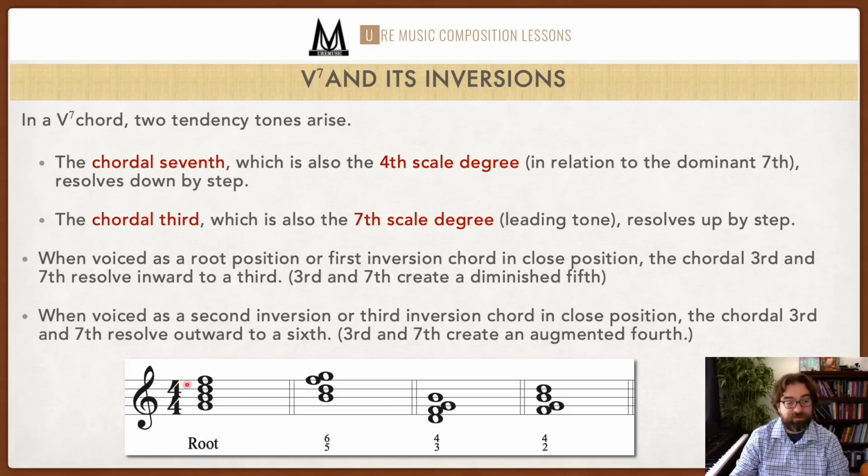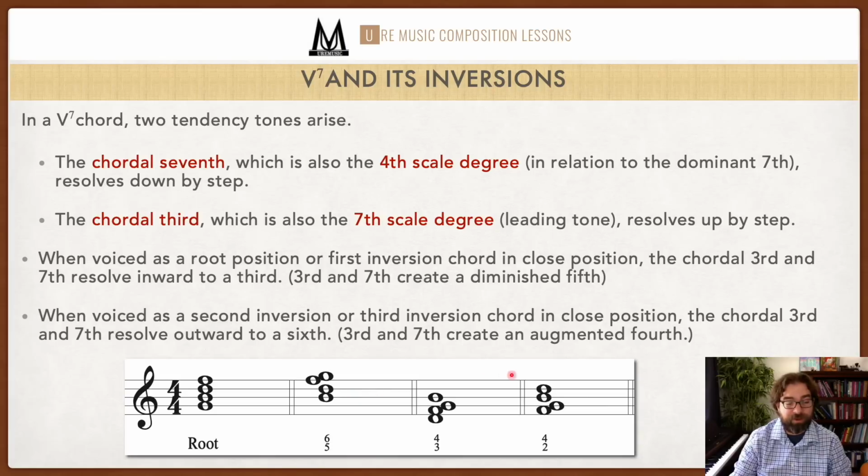So let's take a look at this. You've got your B here and your F here. The F comes down to an E, the B goes up to a C. That's a 3rd. You've got your F here and your B here. The F still comes down to an E and the B still goes up to a C.